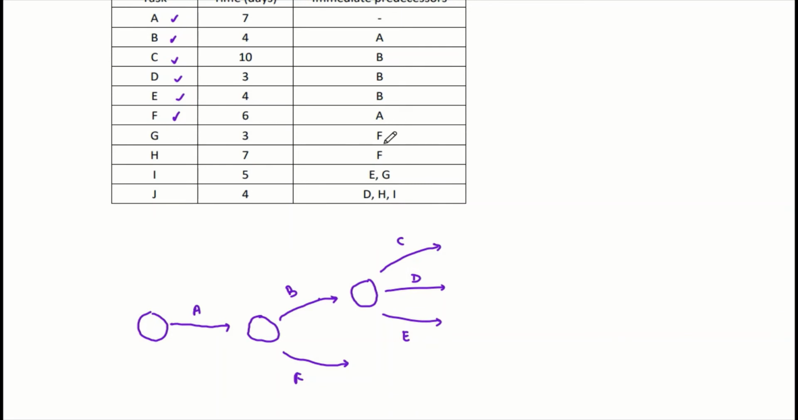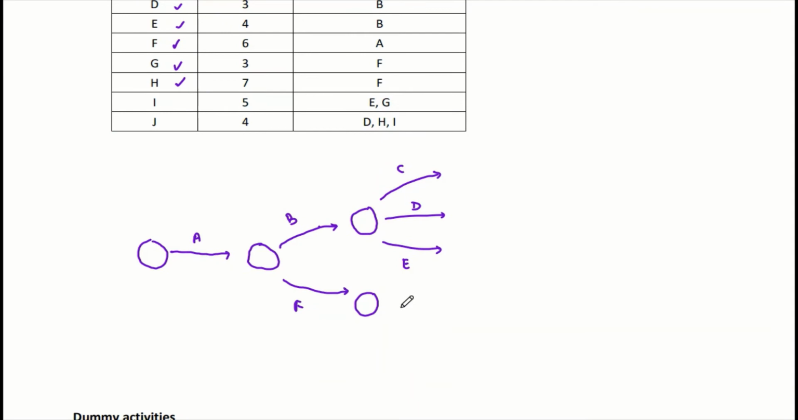So for F first maybe. After F, we can proceed with G and H. So G and H both have an immediate predecessor of F. Okay, so which means now I can start G and H after F. So this is my node to indicate the completion of F. Alright, then after that I can start with my G and with my H. Okay, so now I settle this part.